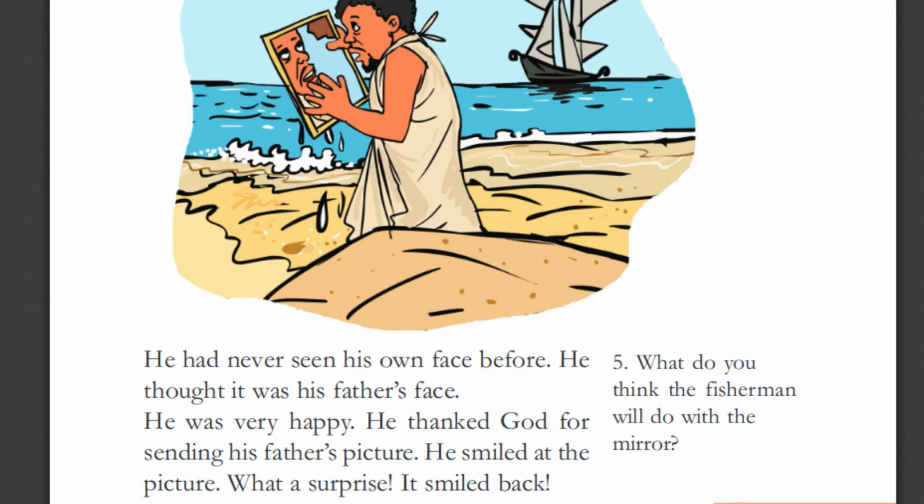He had never seen his own face before. He thought it was his father's face. Once more. Okay. One day, our fisherman and his wife was walking along the seashore.